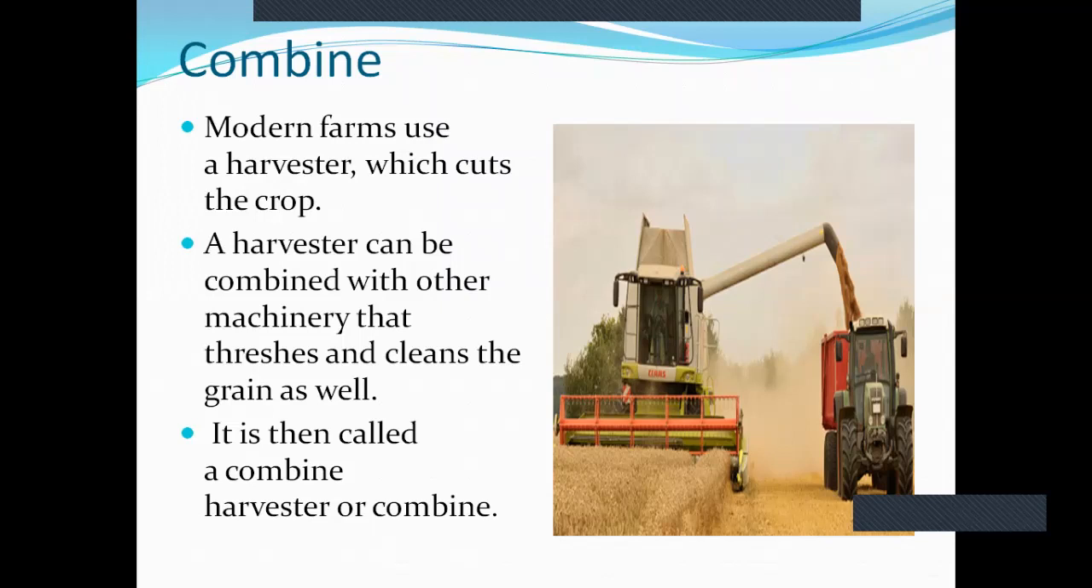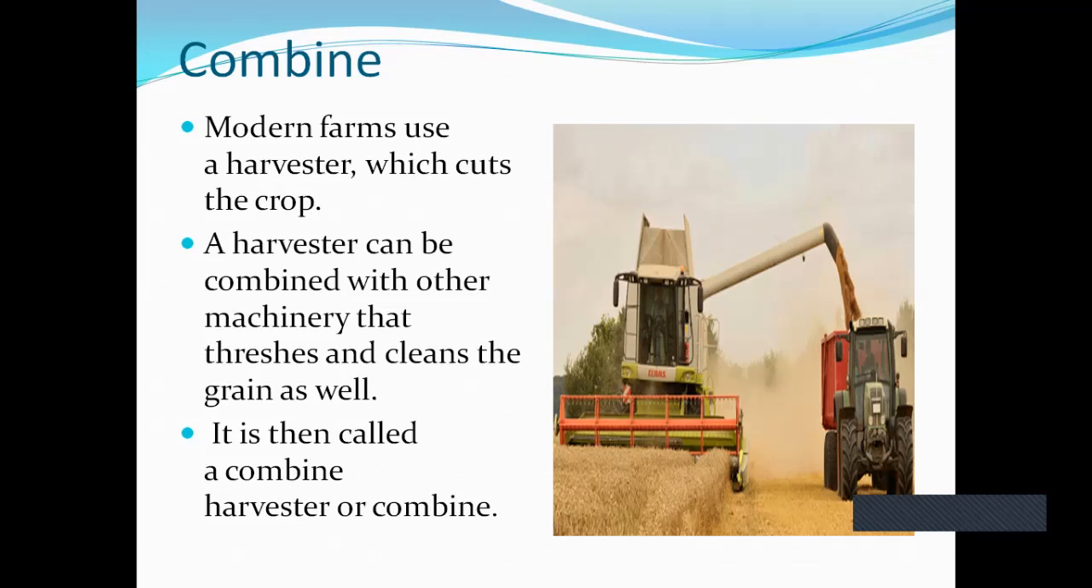The interesting part is that nowadays the modern farmer is using a harvester to cut the crop. If the farmer has a large area of land, suppose 10 acres, 20 acres or 40 acres, doing this harvesting with the help of labor will take a lot of time. So instead of using labor, he uses a machine, which is also called a combine harvester or a combine machine, and you will get to see what happens.